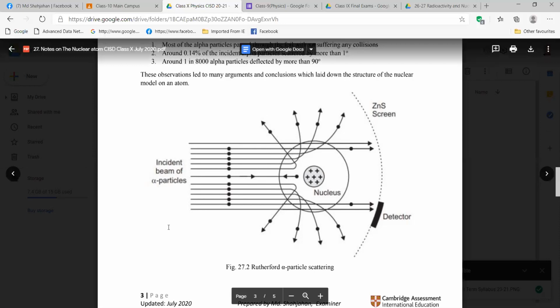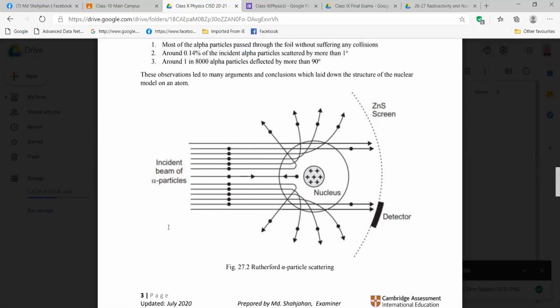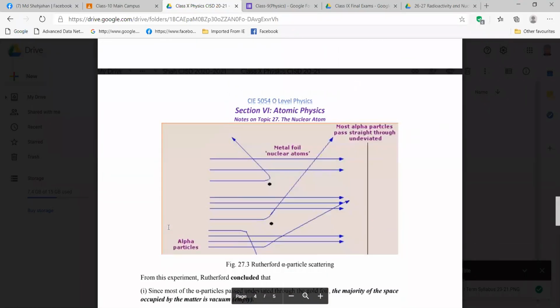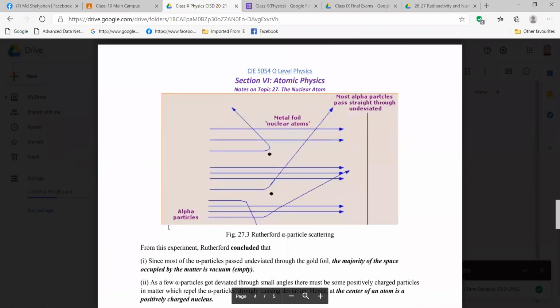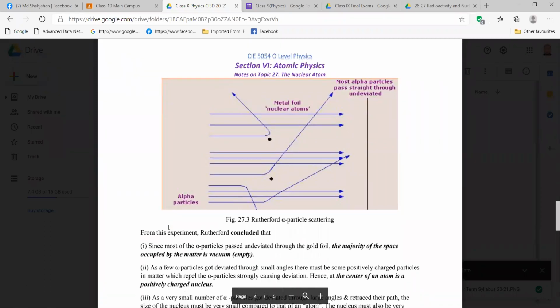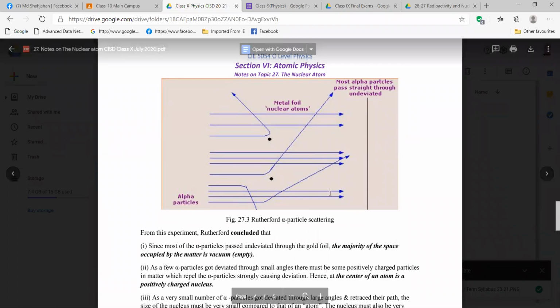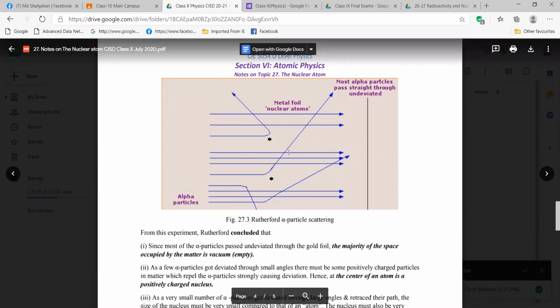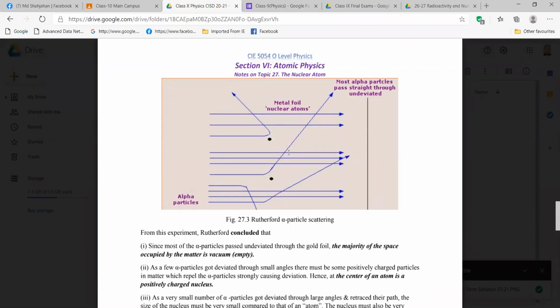So we will try to get conclusions from all these three observations. Again, I give the diagram here. The same thing we are representing in another way. You see here we showed two nuclei, here is one, here is another one. In the gold foil there is not only one atom, there are so many atoms. That's why we are showing two nuclei, to show how the alpha particles behave in between two nuclei.